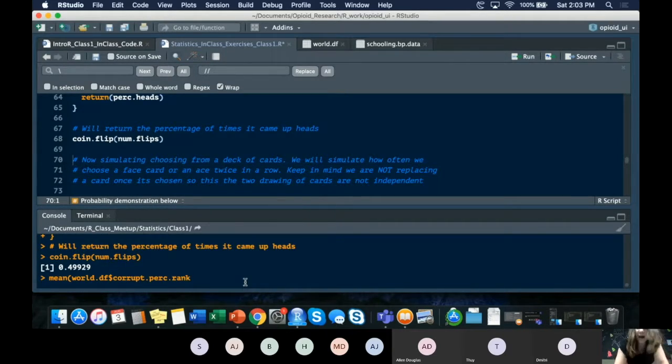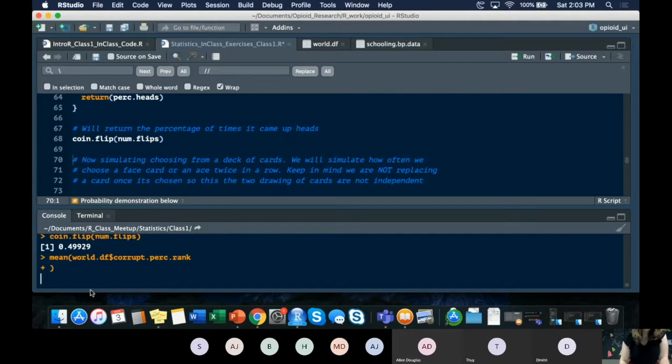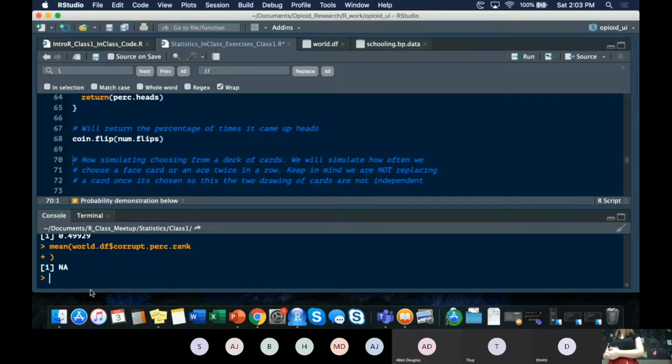So corruption, doesn't matter. Okay, so you see I didn't close the parenthesis. So it has this plus sign and I can't run anything else until I close it. All you have to do to get rid of that is close the parenthesis. That's because you didn't run the function all at the same time. You have to highlight the entire function for it to run correctly. I apologize, I should have said that. But to fix that, just put a parenthesis in and then start over and rerun the code.